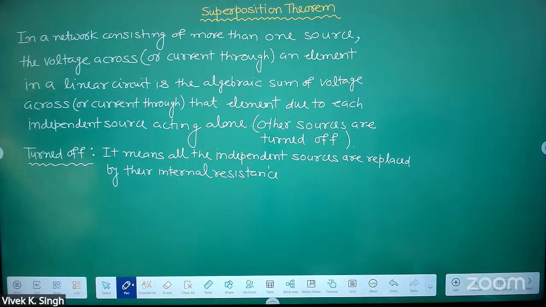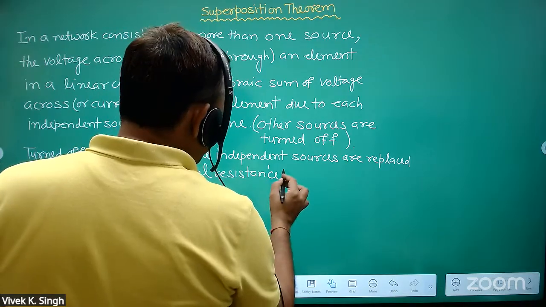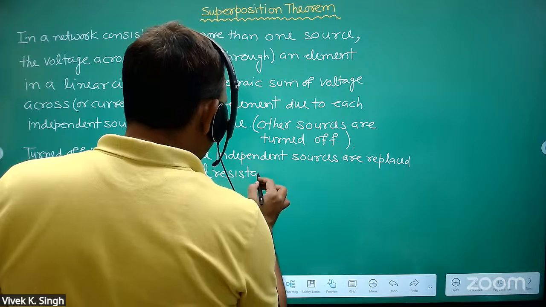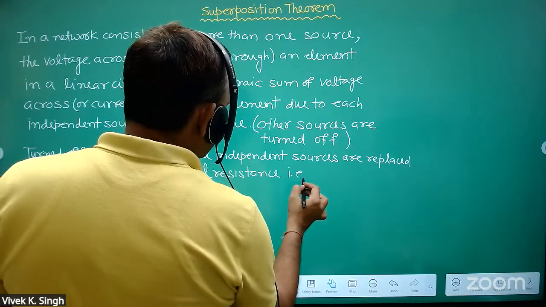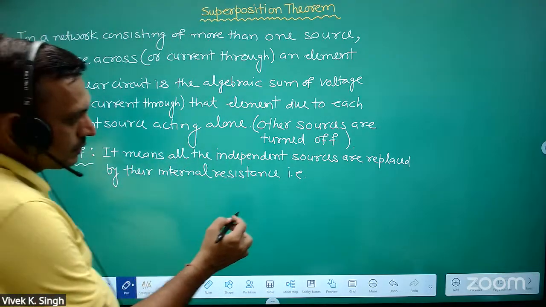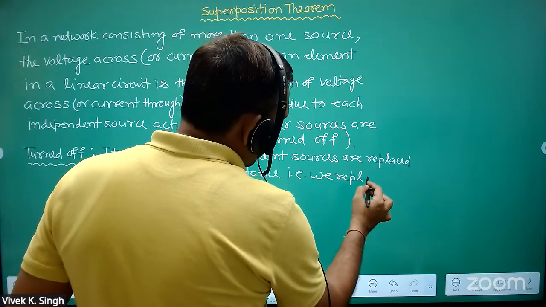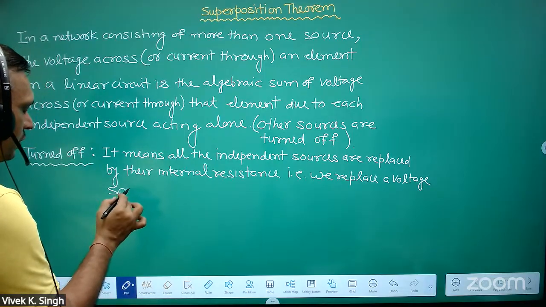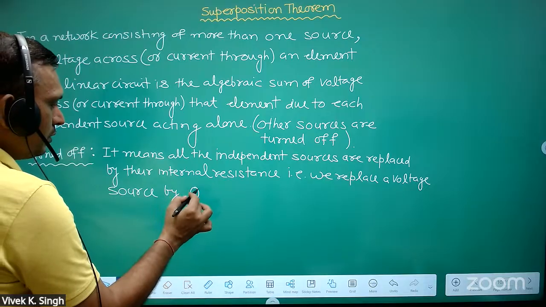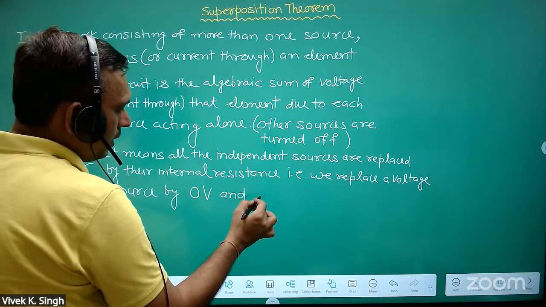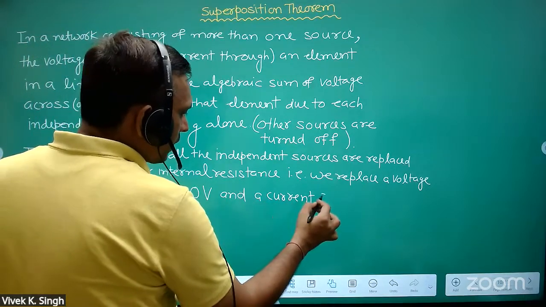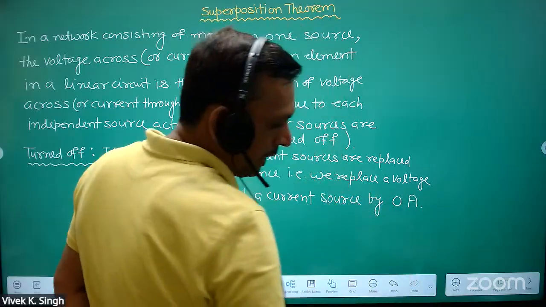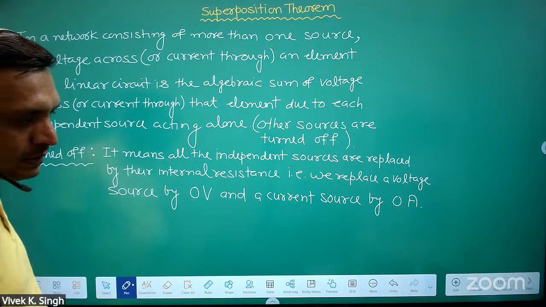Are replaced by their internal resistance. Ideal internal resistance, that is, we replace a voltage source by 0 volt and a current source by 0 ampere. 0 ampere means infinite resistance and 0 volt means 0 resistance.